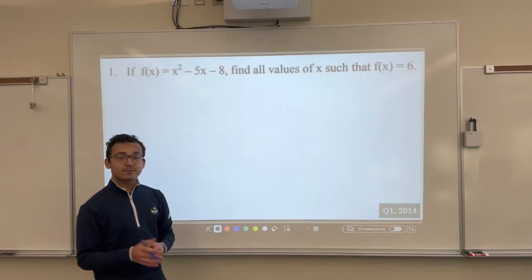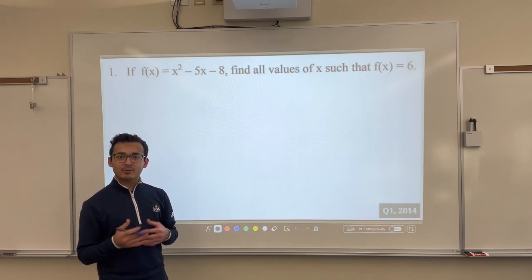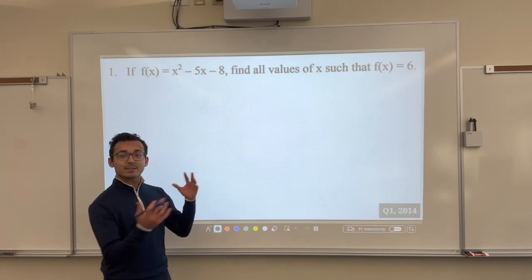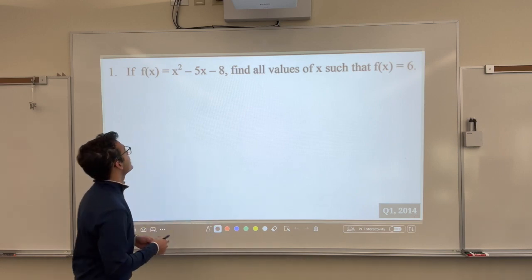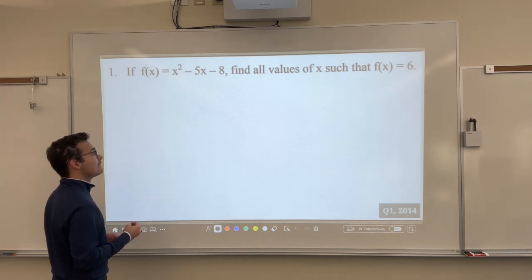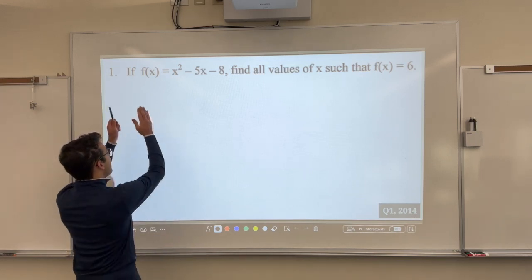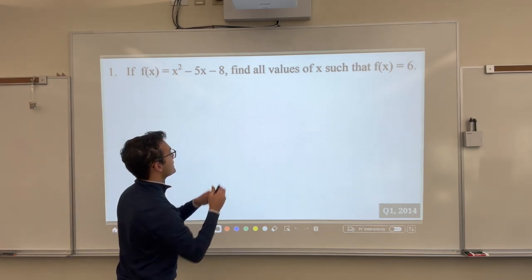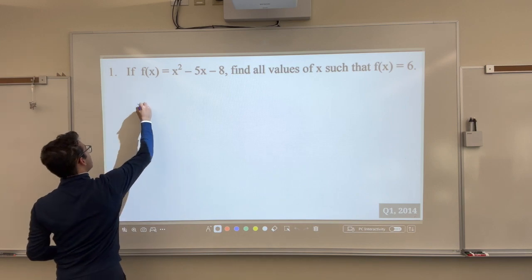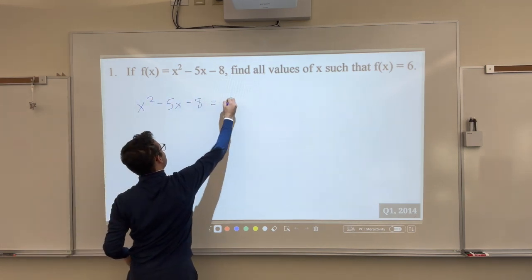This actually involves factoring a quadratic, so it's one of the easier problems of this video. Factoring a quadratic is something that we probably all know how to do already, but just in case, let's do a brief review. So f of x is equal to x squared minus 5x minus 8. Find all values of x such that f of x is equal to 6. So we have f of x, we're setting it equal to 6. So I'm going to say that x squared minus 5x minus 8 is equal to positive 6.